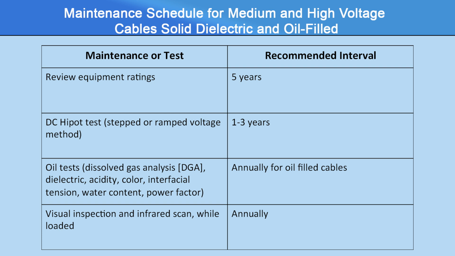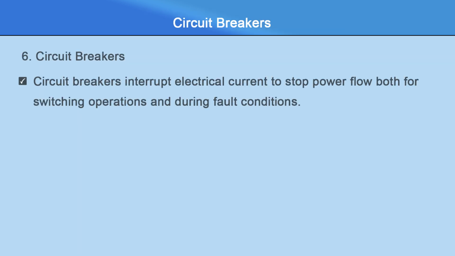Next is oil test or the dissolved gas analysis, which is also called DGA. Dielectric, acidity, color, interfacial tension, water content or power factor measurement. This is done annually for oil filled cables. Next is visual inspection and infrared scan while loaded. This is performed annually. Next equipment is the circuit breaker.